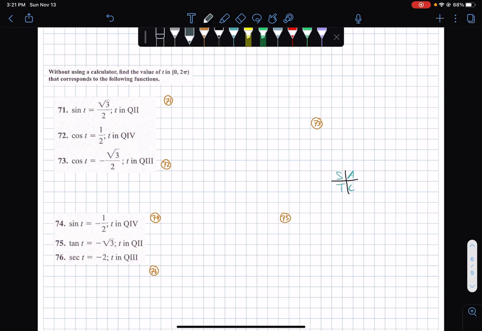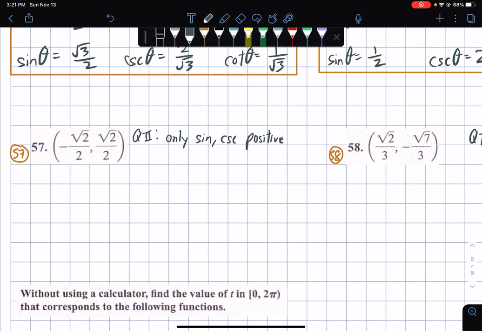Anyways, number 57. We have, because it's quadrant 2, only sine and cosecant are positive.